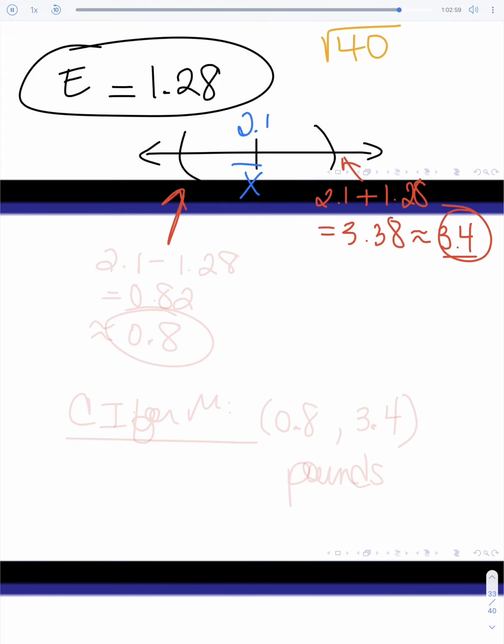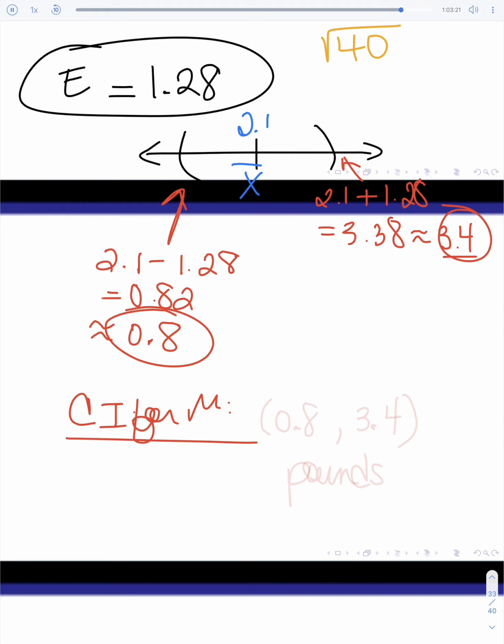And then the lower end would be the 2.1, the mean, minus the 1.28, which would get us the lower end, which would be 0.82, which rounds to the 0.8 we came up with. So our confidence interval would indeed be the same. Our confidence interval for the mean, mu, would end up being 0.8 to 3.4. And again, this is in pounds just like before, and this is done by hand this time.